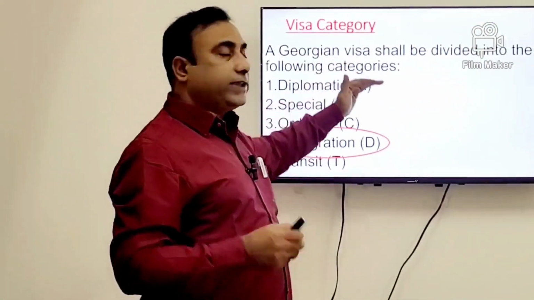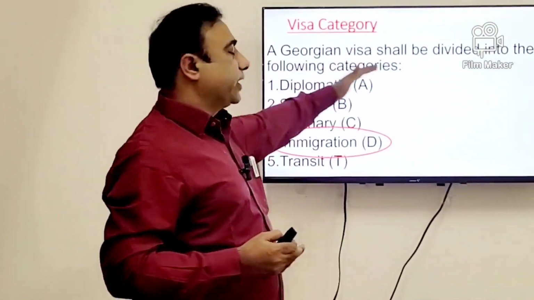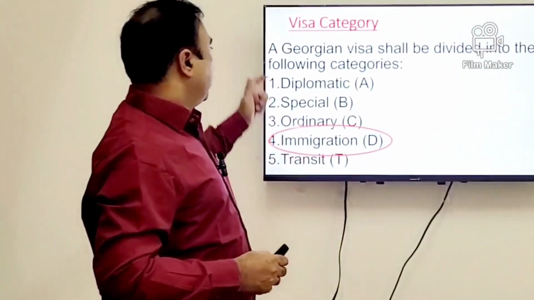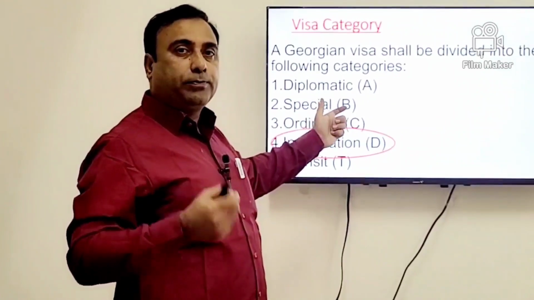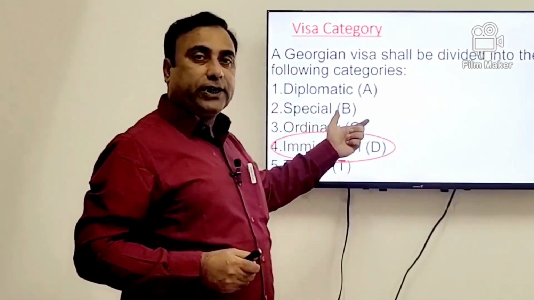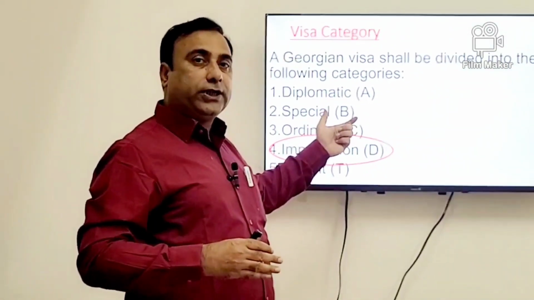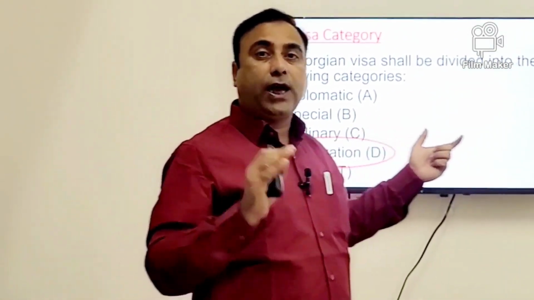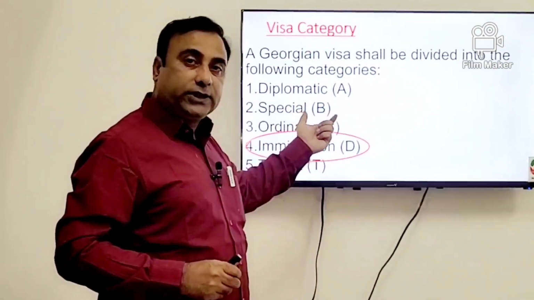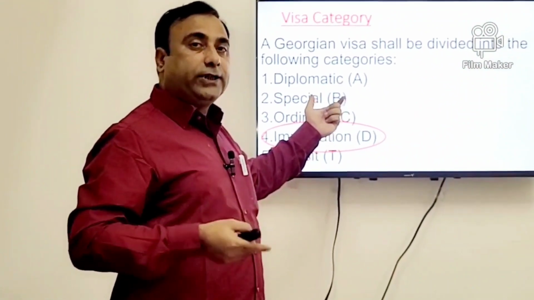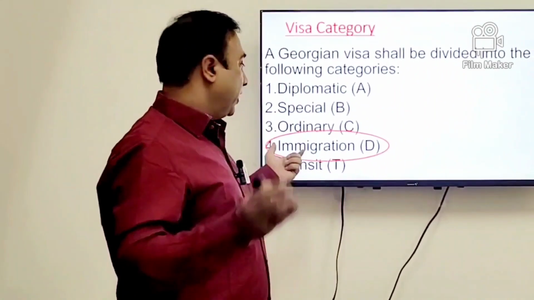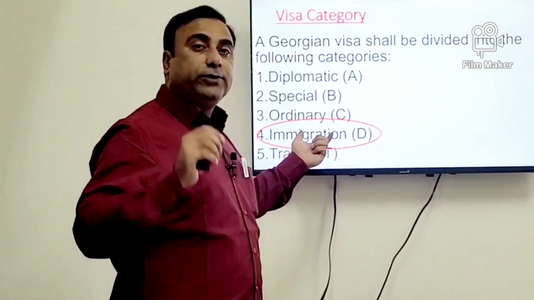So Georgian visas are divided into the following categories. There are basically 5 categories that we are going to discuss here. The first one is diplomatic, that means the person having a diplomatic passport. Second one, special. Special is for people who are not ordinary, but at the same time don't have a diplomatic passport. However, this is guaranteed by the government. Then the ordinary, that means ordinary travelers. And the fourth one is the immigration department.